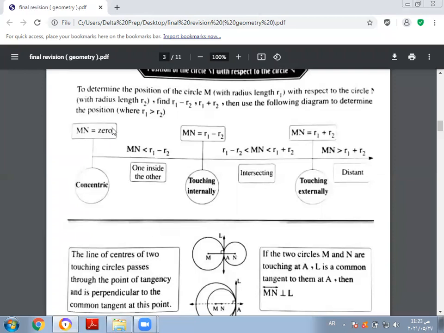If MN equals 0, this means that the two circles are concentric. If MN equals R1 minus R2, they are touching internally. If MN equals R1 plus R2, they are touching externally. If MN is less than R1 minus R2, one is inside the other. If MN is greater than R1 minus R2 and less than R1 plus R2, they are intersecting. If MN is greater than R1 plus R2, they are distant.